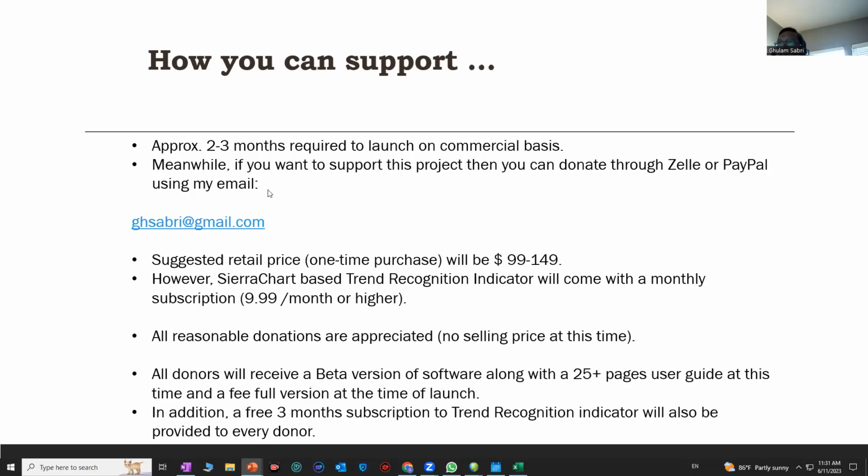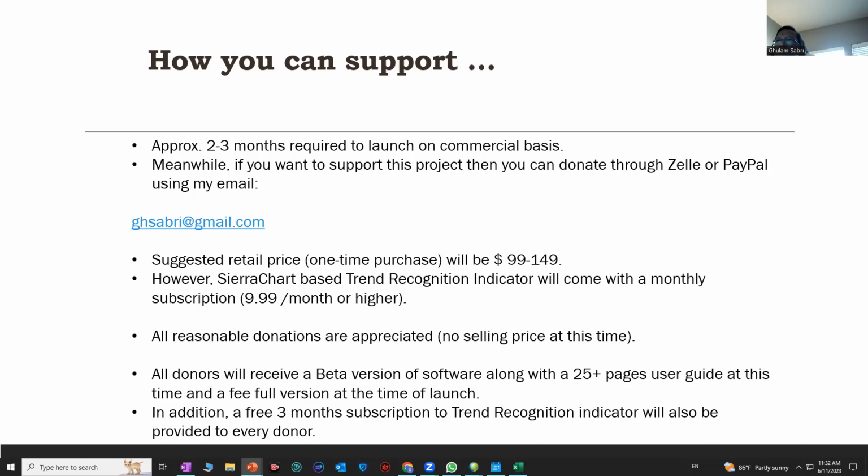If you think it's worth $99, it's up to you. If you think it's worth $59, it's up to you. If you think it's worth $49, it's up to you. If you think it's worth $200, it's up to you. I will highly appreciate it. At this time, whoever approaches me, I will give this software within a few days. I'm just putting some last touches on it, and I'll send it immediately along with the user guide.